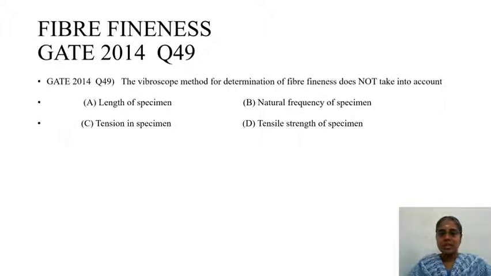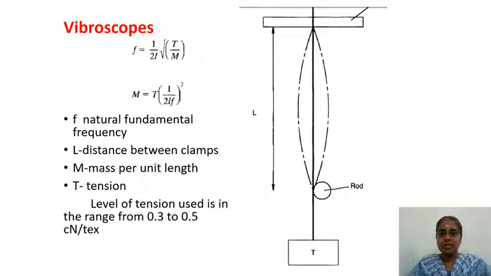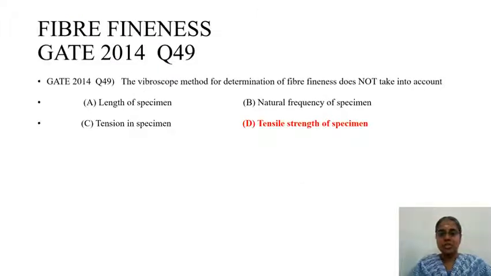The formula used is given here. You have tension, and mass per unit length is found out, which is your fineness. L is the length between the clamps, which is the fiber length, and F is the natural frequency. So the answer is tensile strength of the specimen. Even without the formula, by understanding this, we can find that the answer is tensile strength, which is not related to fineness.